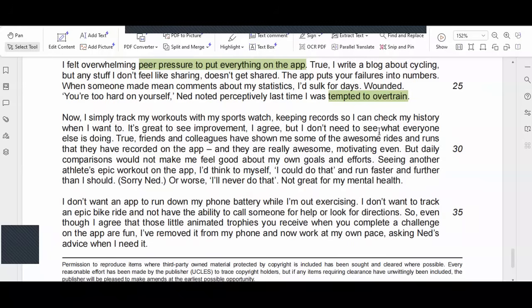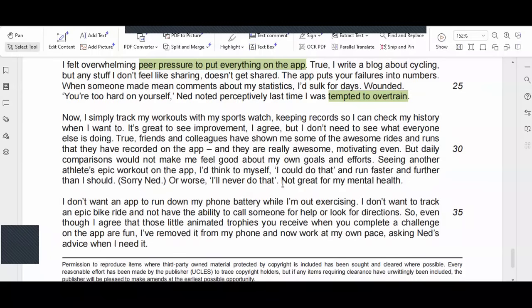True. Friends and colleagues have shown me some of the awesome rides and runs that they have recorded on the app, and they are usually awesome, motivating even. But daily comparison would make me feel bad about my own goals and efforts. Seeing another athlete's epic workout on the app, I think to myself, I could do that and run faster and further than I should. Sorry, Ned. Or worse, I will never do that. Not great for my mental health.